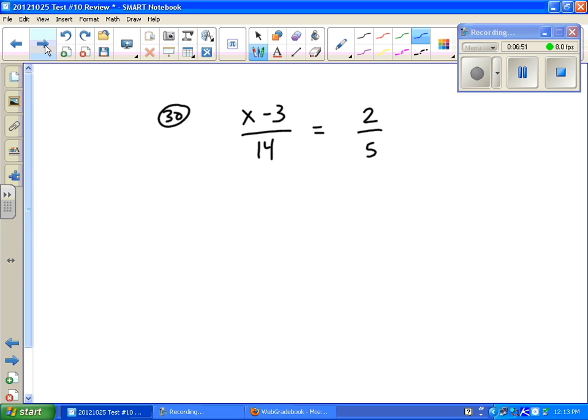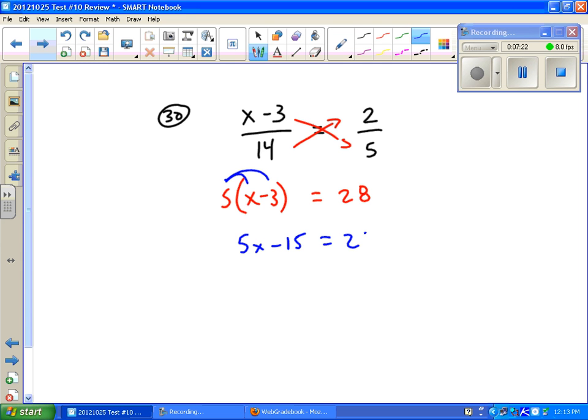And then the last one, number 30, says x minus 3 over 14 equals 2 over 5. Cross multiply again, x minus 3 times 5. That will be written like this. 5 times x minus 3, because you need to make sure that you multiply 5 by both terms, not just by 3, not just by x, equals 14 times 2 will be 28. So now you need to make sure 5 is distributed to both terms. 5 times x is 5x. 5 times negative 3 is minus 15 equals 28.